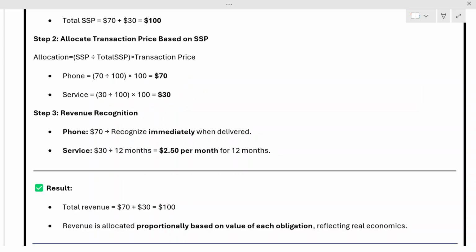And how will you recognize the revenue? So the phone revenue will be recognized immediately because the phone is delivered. However, the services will be recognized over the 12 months because this $30 service is given for 12 months. So $2.5 per month will be recognized over the period of 12 months.